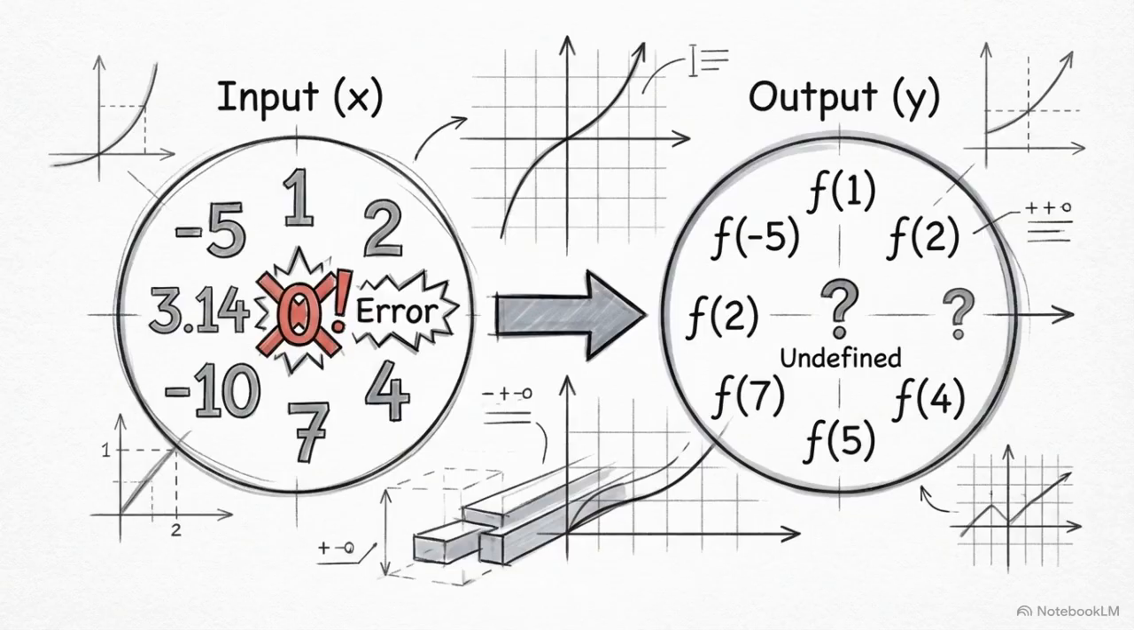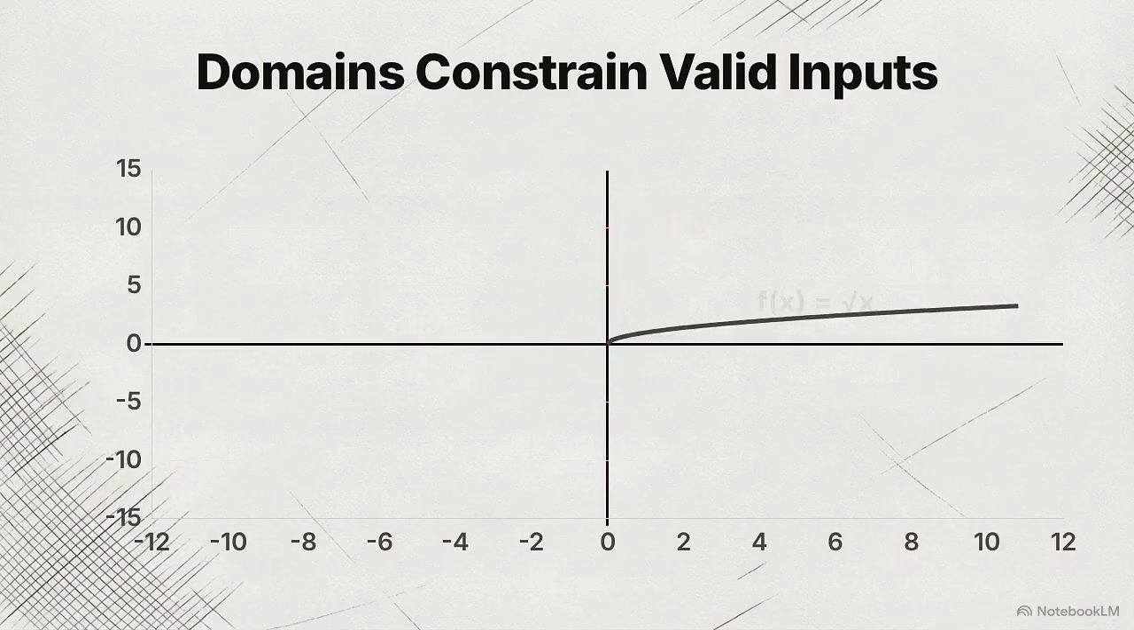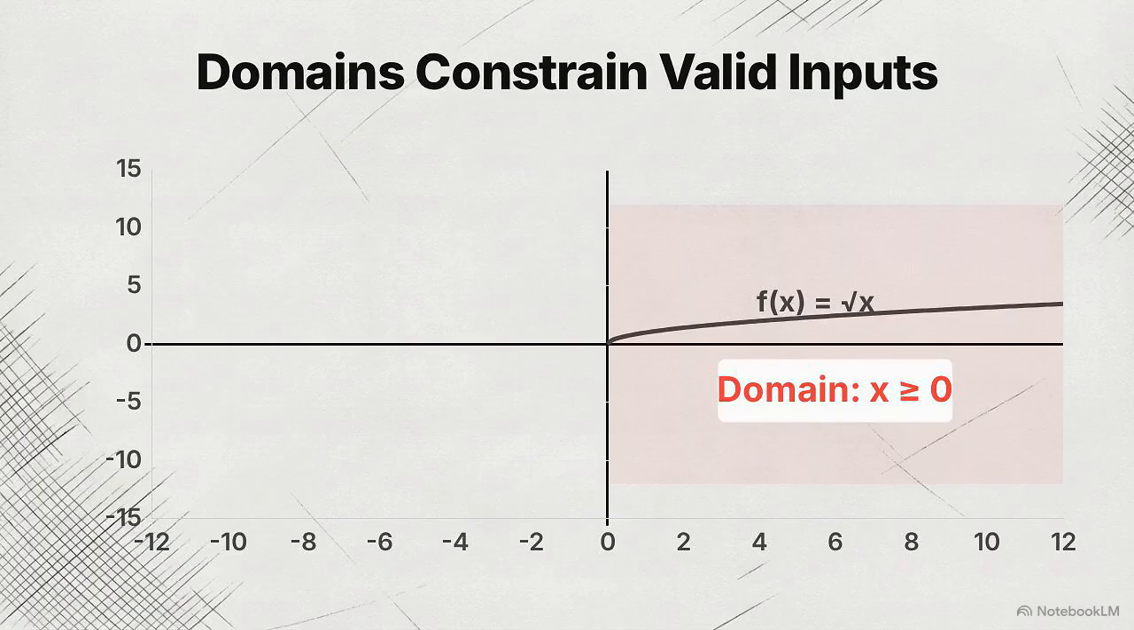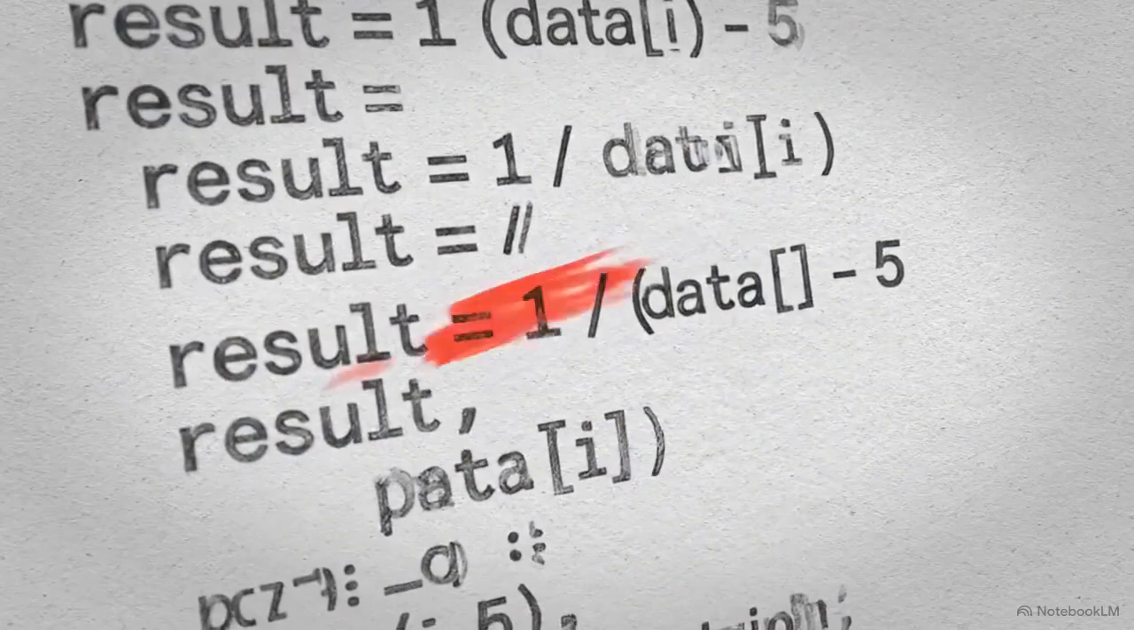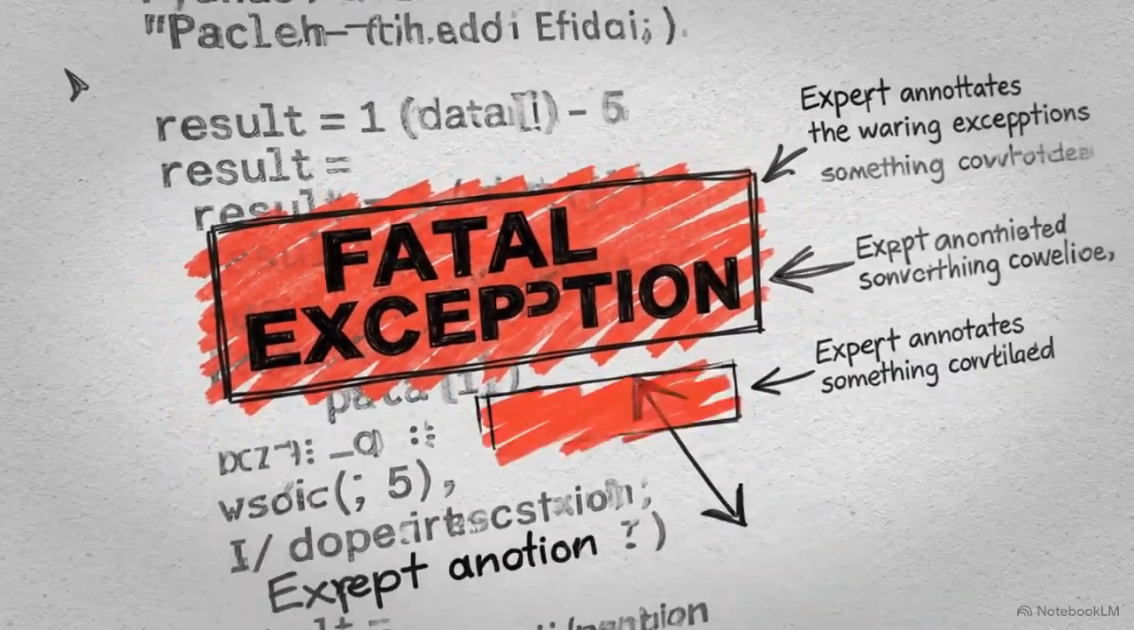Not all inputs are valid. The set of allowable inputs for a function is its domain. This is a graph of the function 1 over x. Because dividing by 0 is undefined, x can never equal 0. For the square root of x, the domain is bounded. Inputs must be 0 or greater. Passing an input outside of these domain boundaries causes the logic to break, resulting in a runtime error in software.